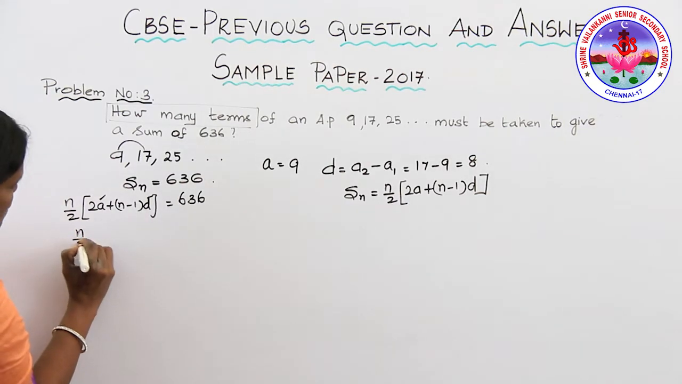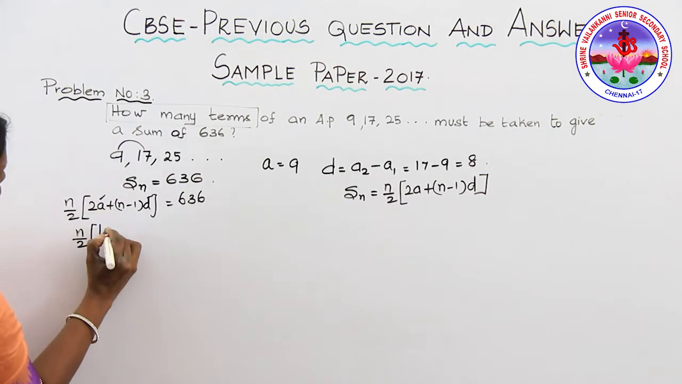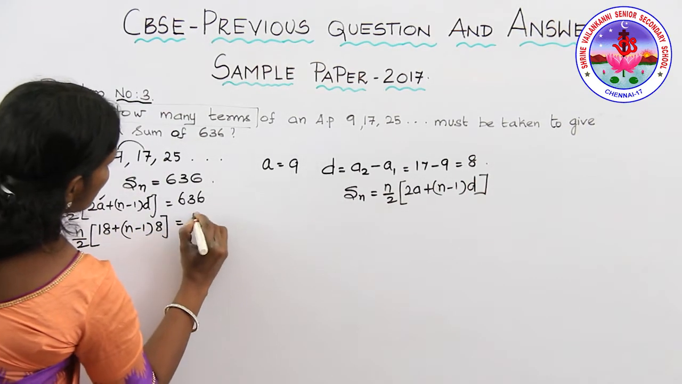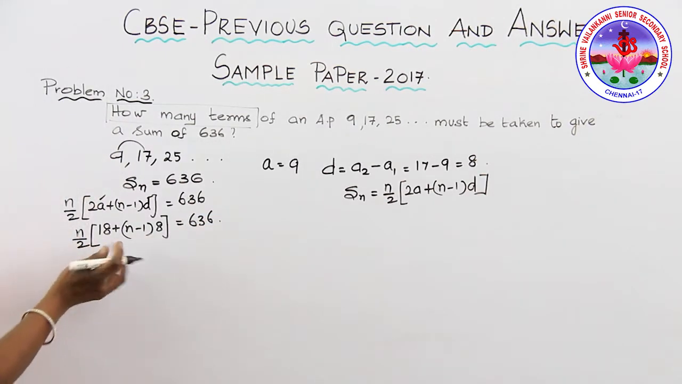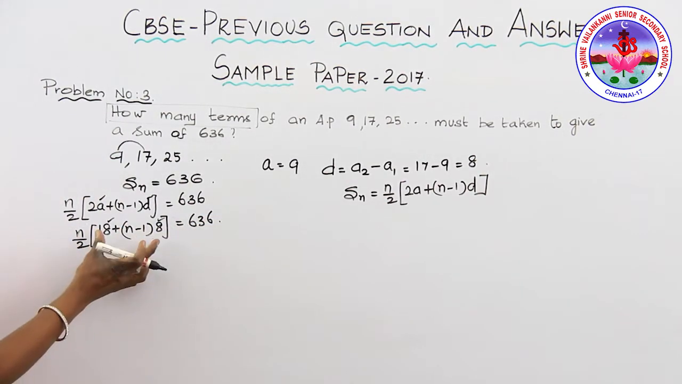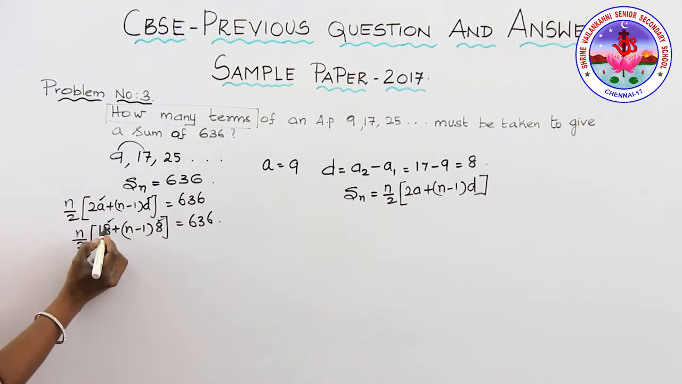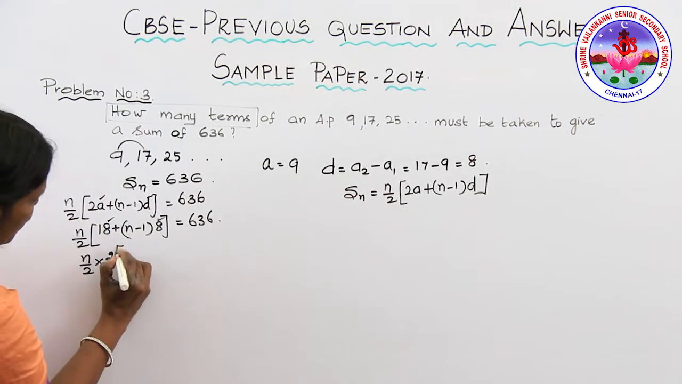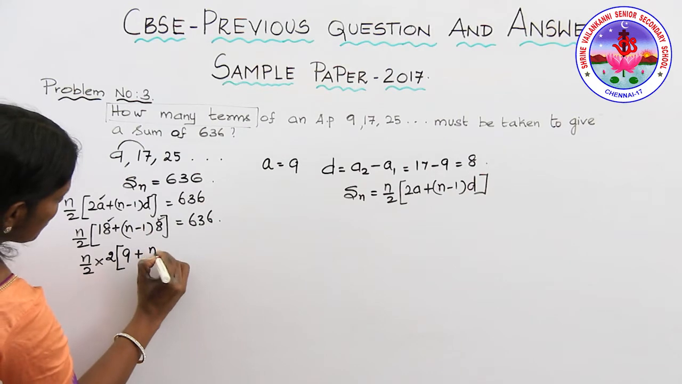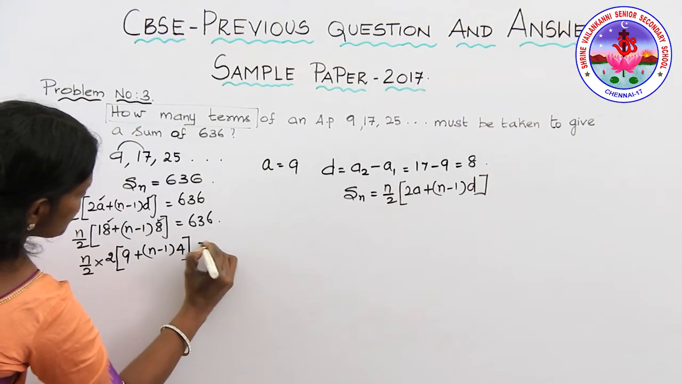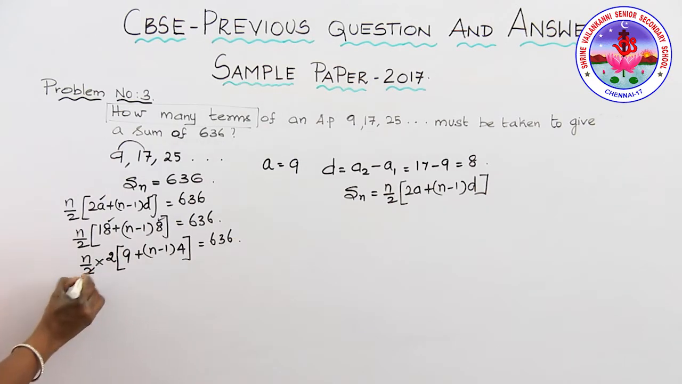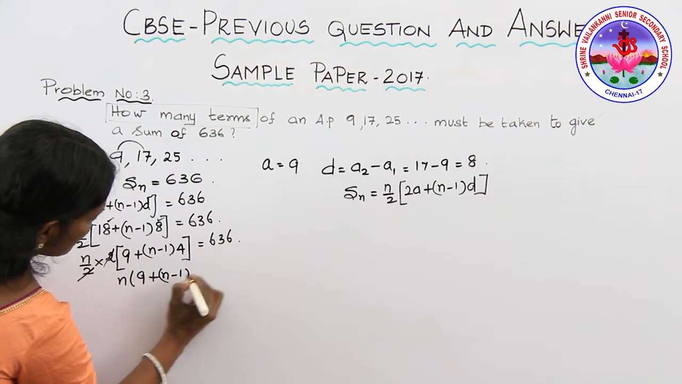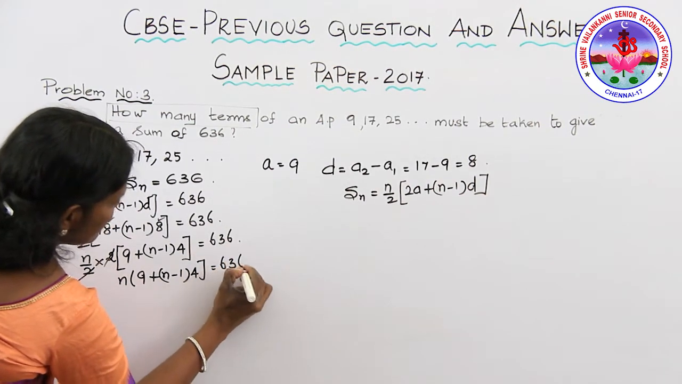So n by 2 as it is, the a value was 9, 9 2s are 18, plus n minus 1 into d, the d value was 8, which is equal to 636. Now I am going to take the common terms from inside my bracket. I have 18 and 8. So the common number n by 2 into, I am going to take the 2 as common, where you have 9 plus n minus 1 into 4, which is equal to 636. 2 gets cancelled. n into 9 plus n minus 1 into 4, which is equal to 636.